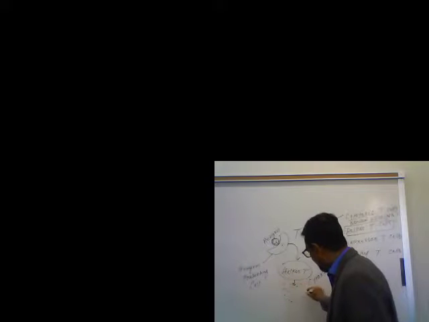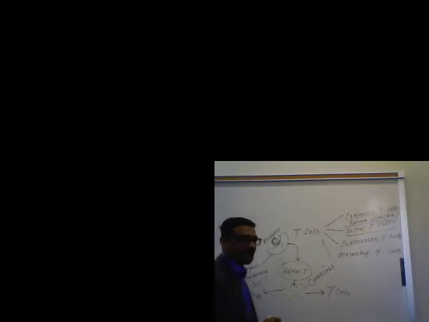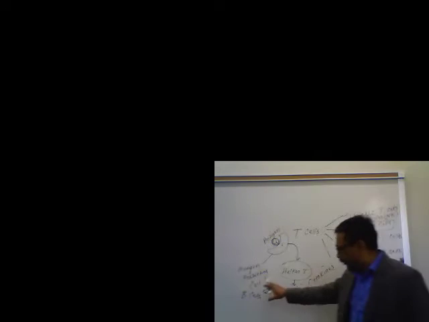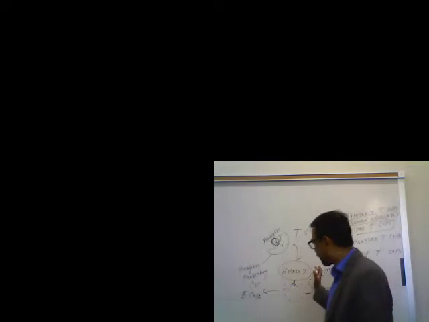Helper T cells will release the proteins called cytokines, and these proteins will stimulate the T cells as well as the B cells, other T cells and B cells. When the other T cells and B cells are stimulated, they will destroy the antigens more, because their function is destroying the antigens. So that's how the helper T cells work.